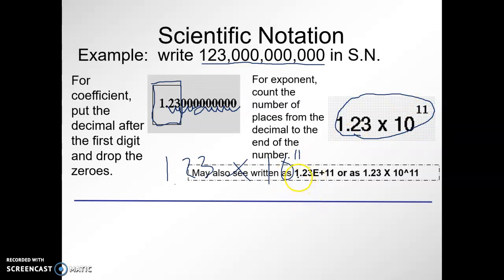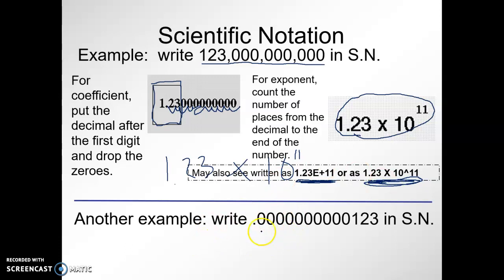You may also see it as 1.23e plus 11, such as if you're using a scientific calculator, the calculator usually displays it in this form, or you may see it typed like this in PowerPoints and Word documents.